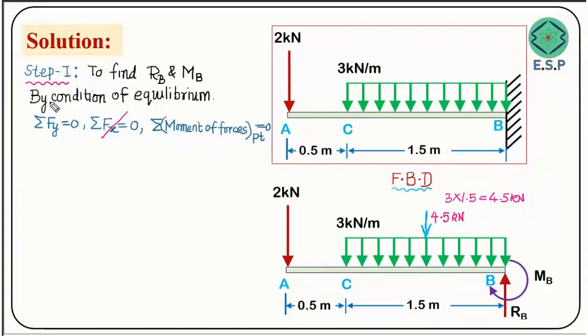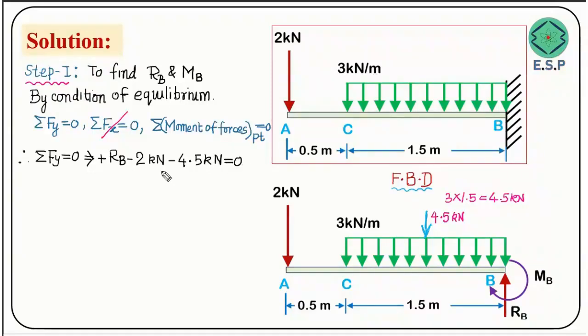So friends, I am going to use the first condition, summation of forces in vertical direction equal to 0. Remember, y indicates the vertical forces. I am going to follow a simple sign convention that all the upward forces are positive while all the downward forces are negative. So upward force is RB, so I will say positive RB, and then this 2 kilonewton is acting downward, so minus 2 kilonewtons. I have converted this uniformly distributed load into a point load 4.5 kilonewton. So that is also acting downwards. So I'll be using this one. So minus 4.5 kilonewton, friends, and that is going to be equal to 0.